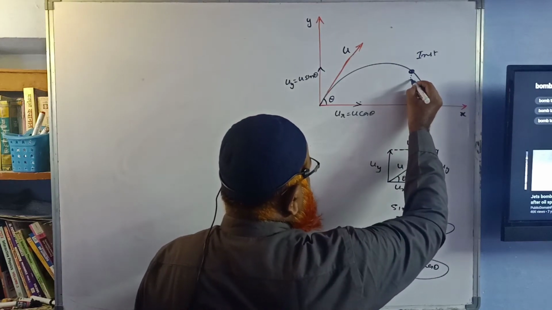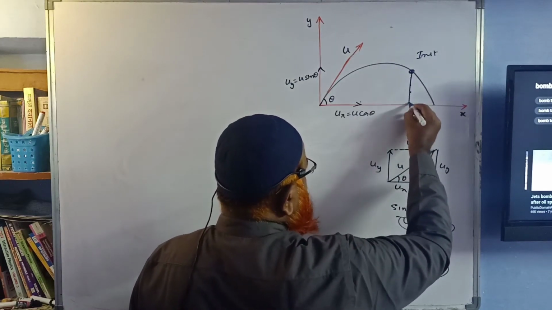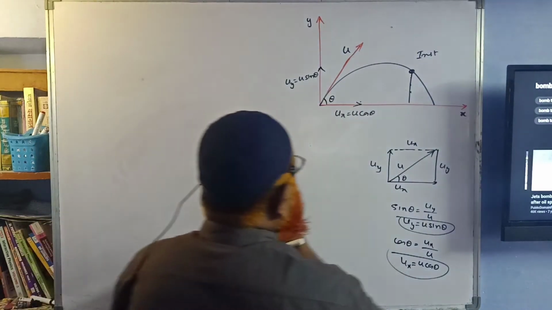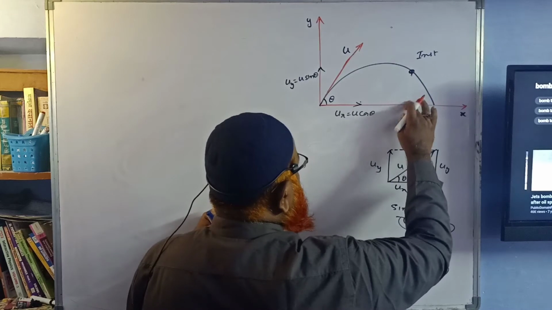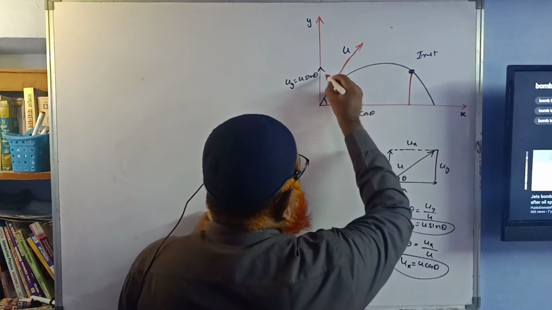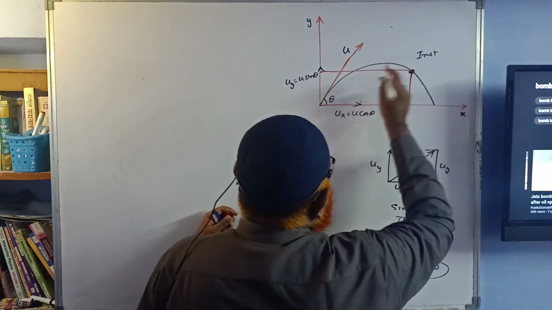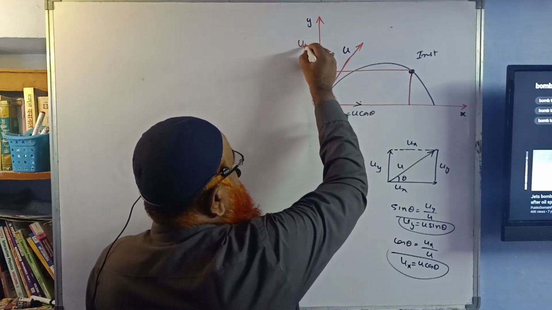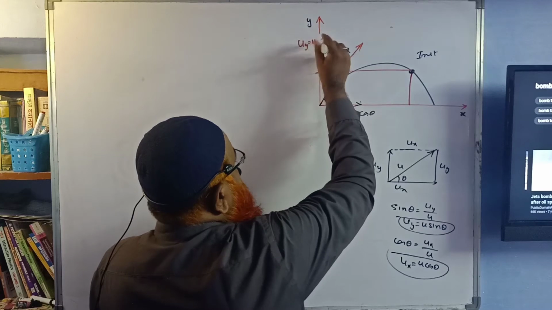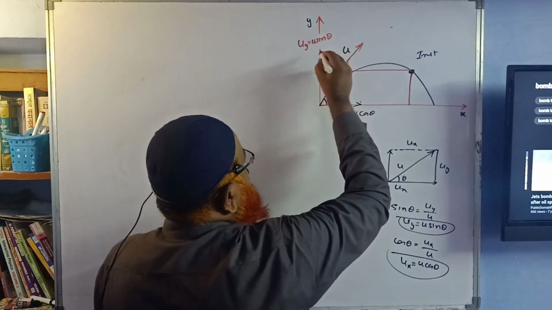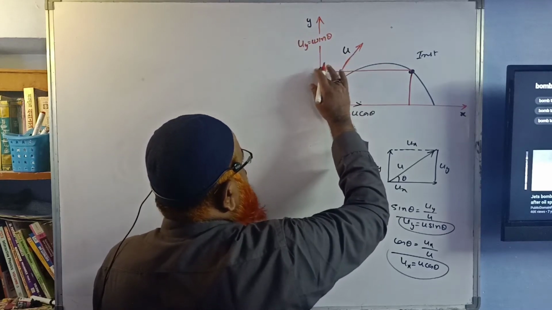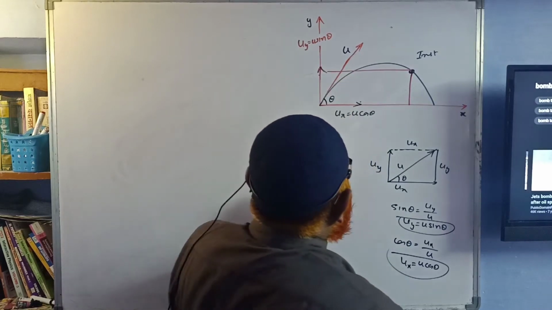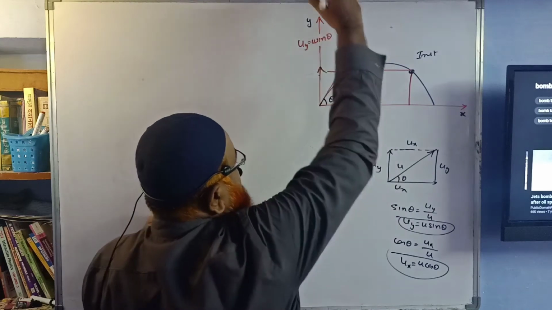So for this you need to draw a perpendicular, horizontally as well as vertically. Let us see what is going to happen here. So when you drop a perpendicular vertically and horizontally, this is uy, which is equal to u sin theta. So ux is u cos theta and uy is u sin theta upwards.